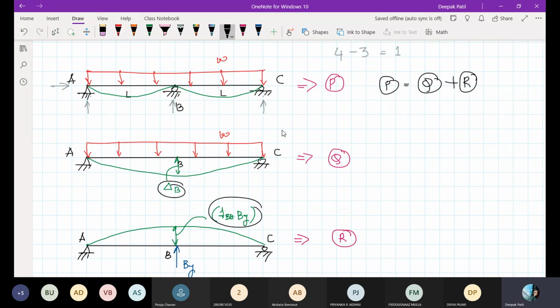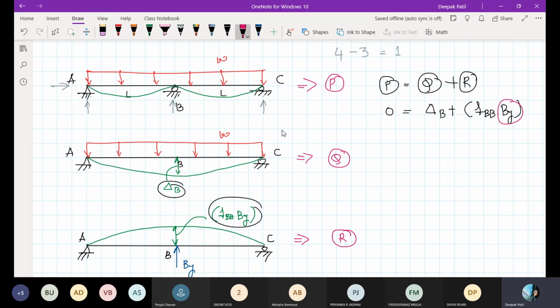Now in structure P at point B, the deflection is 0. In structure Q at point B, the deflection is delta B. In structure R at point B, the deflection is FBB into BY. Now the only thing is we are actually required to find BY.